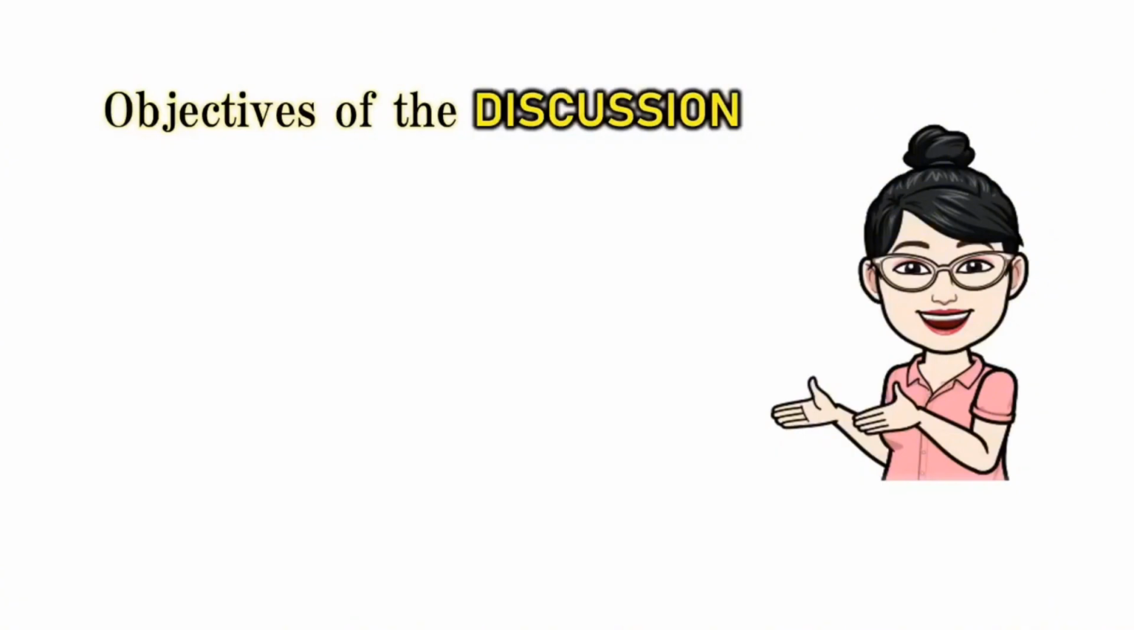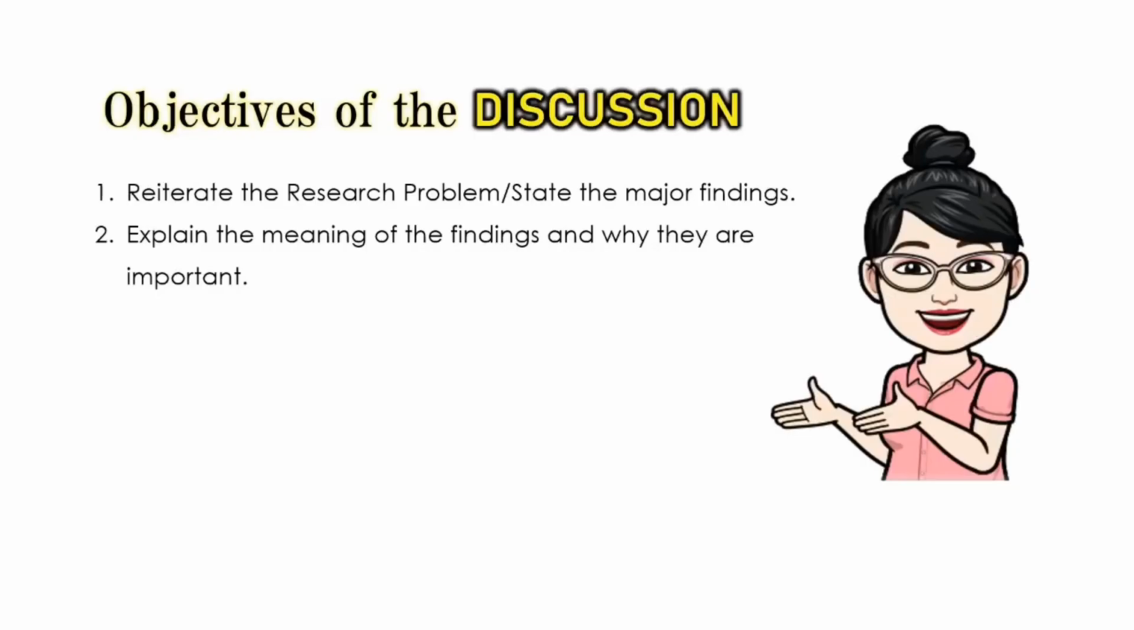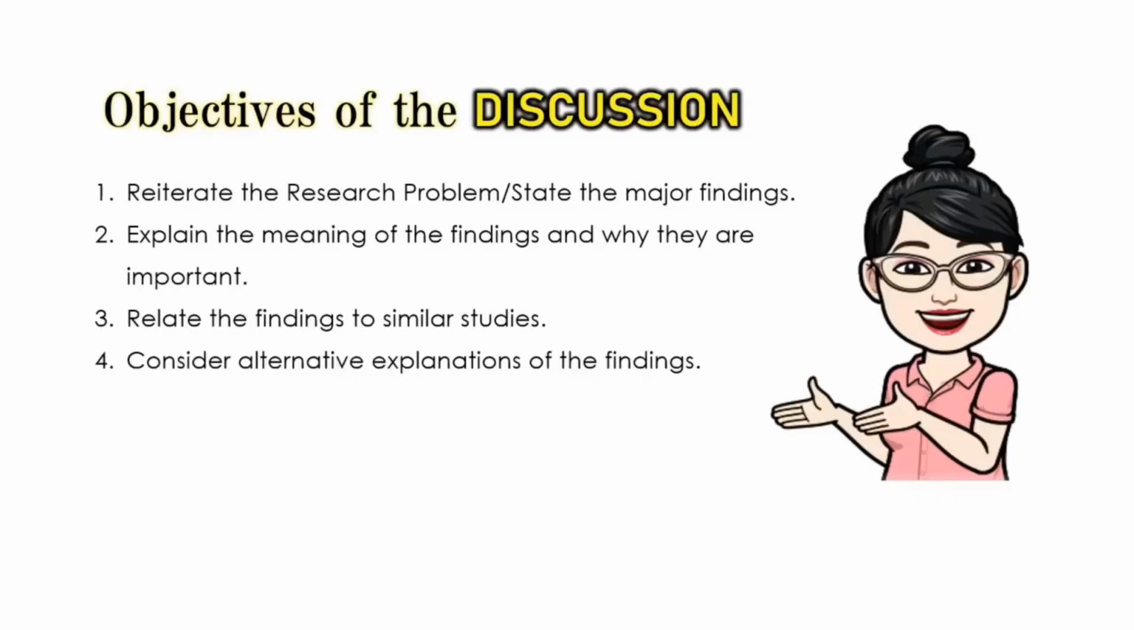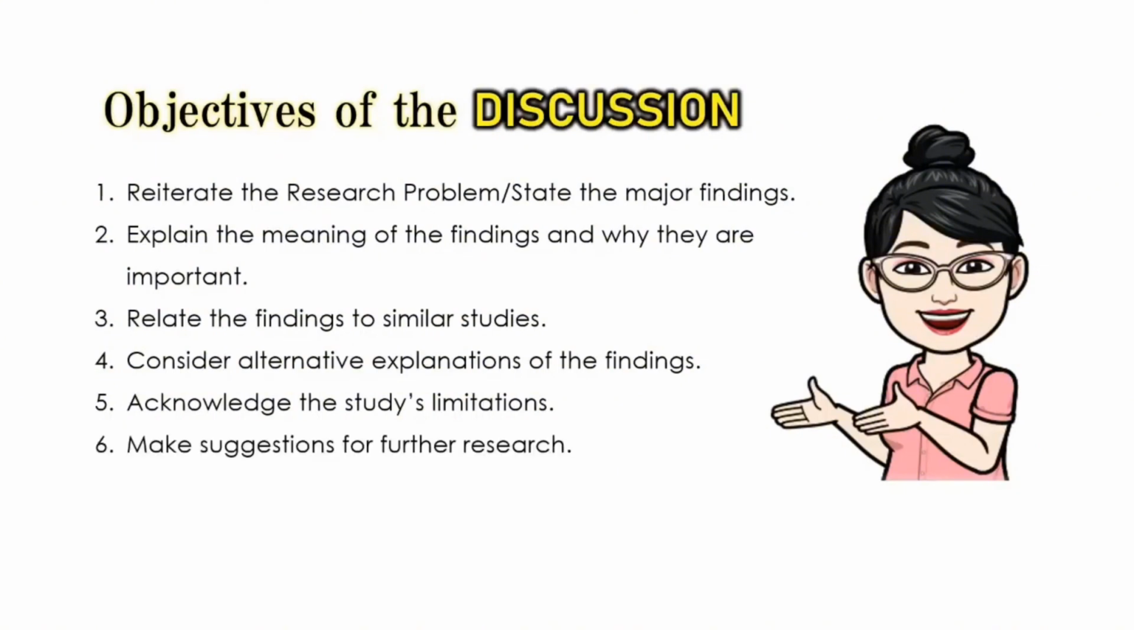The objectives of your discussion section should include the following. Number 1. Reiterate the research problem or state the major findings. Number 2. Explain the meaning of the findings and why they are important. 3. Relate the findings to similar studies. 4. Consider alternative explanations of the findings. 5. Acknowledge the study's limitations. And lastly, make suggestions for further research.